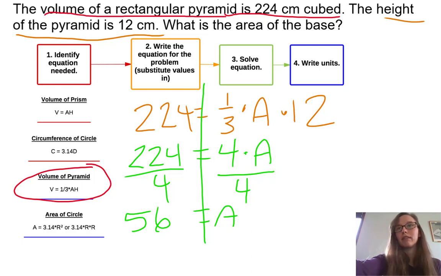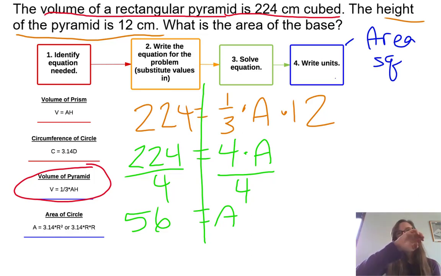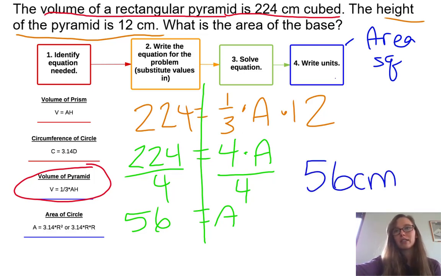Now I'm dealing with area. So if you need to, on your flow map, write down area is squared and volume is cubed, but other than that, everything's going to be the regular units. So since I'm dealing with area, this is going to be centimeters squared.